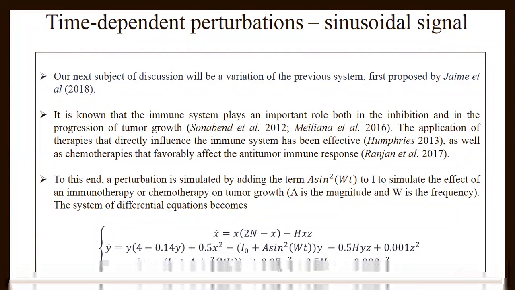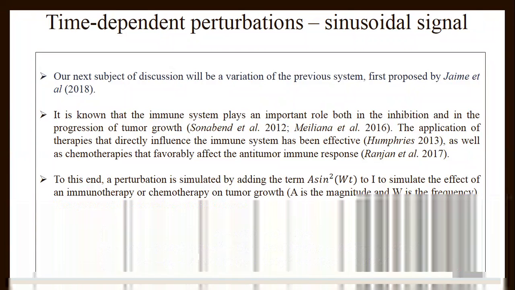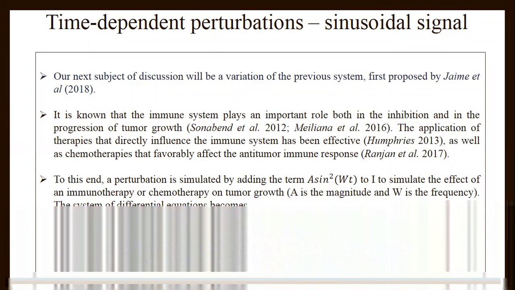for our work, we simulate a perturbation by adding the term A sine squared WT to I in order to simulate the effect of an immunotherapy or chemotherapy on tumor growth. A and W were used as control parameters. A represents the amplitude of the perturbation and suggests the intensity of the treatment, while W is the relationship between the frequency of perturbation and the autonomous frequency of oscillation.